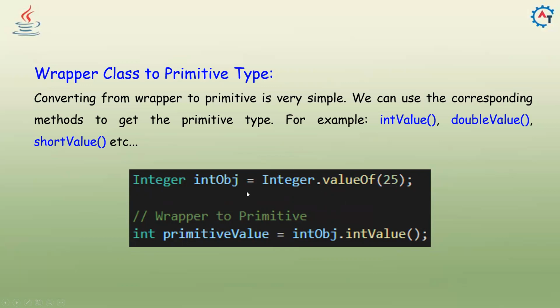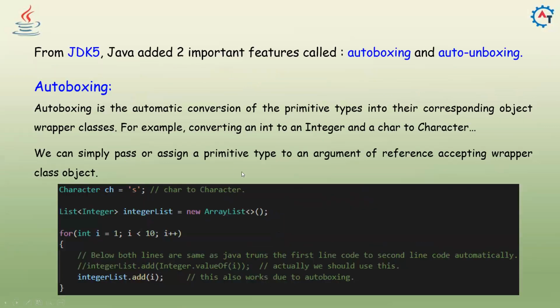Now I want to convert this. int i equals something. I have given a primitive value, but int i equals intObj.intValue(). So then it will convert into an integer, and it will assign to this primitive value. Okay. So we'll take an example and see.